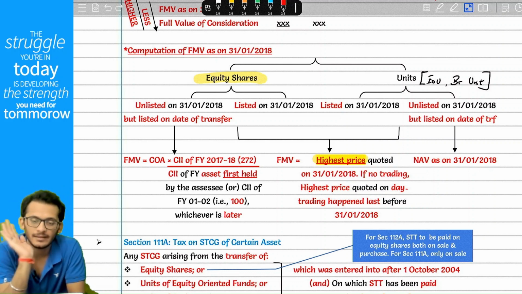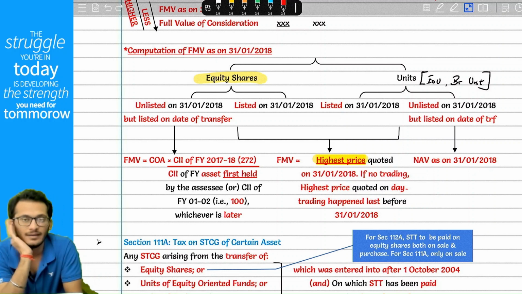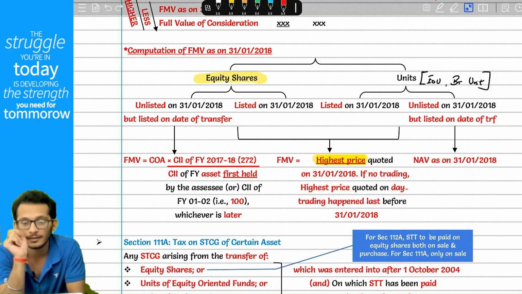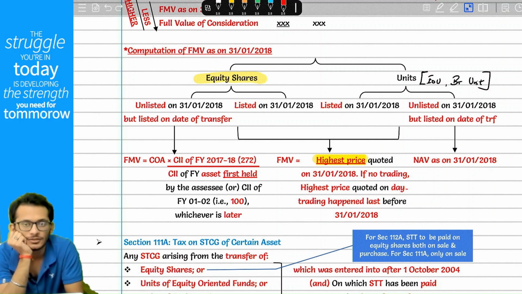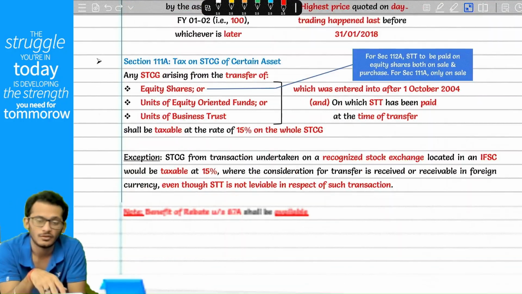So CII in the year 17-18 divided by CII in the year in which the asset was first held. This is your 112A, special provisions in case of cost of acquisition.